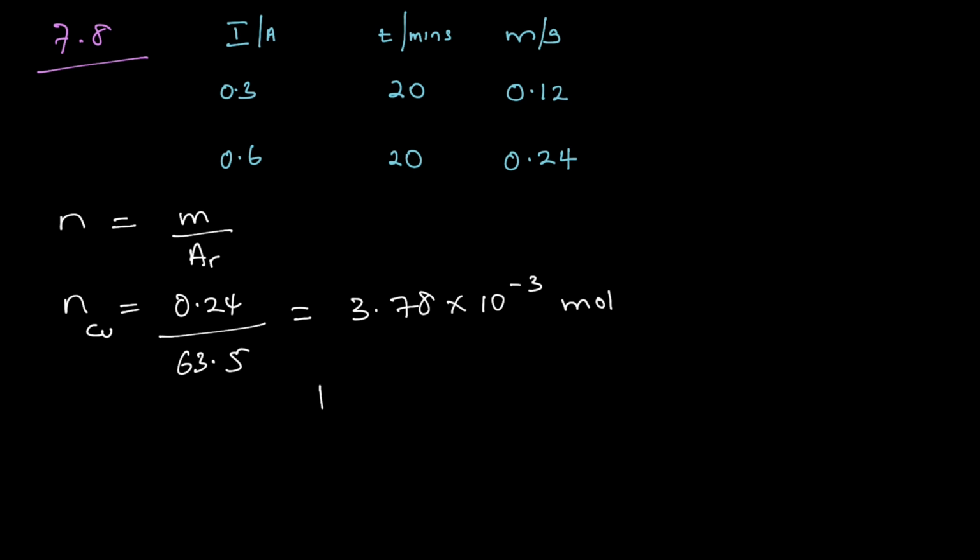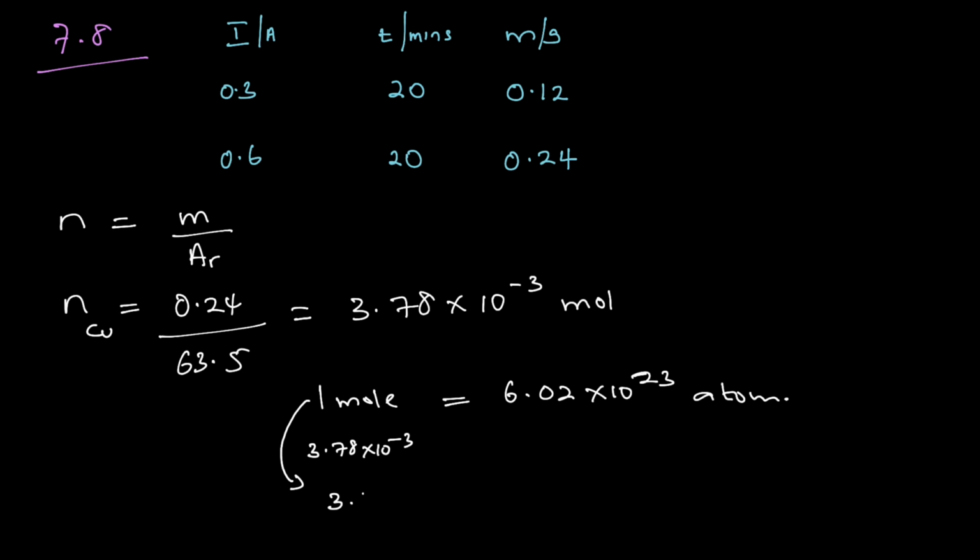Now 1 mole equals 6.02 times 10 to the power 23 atoms. So if I multiply that by 3.78 times 10 to the power minus 3 mole, that will give the number of atoms, which is 2.28 times 10 to the power 21 atoms.